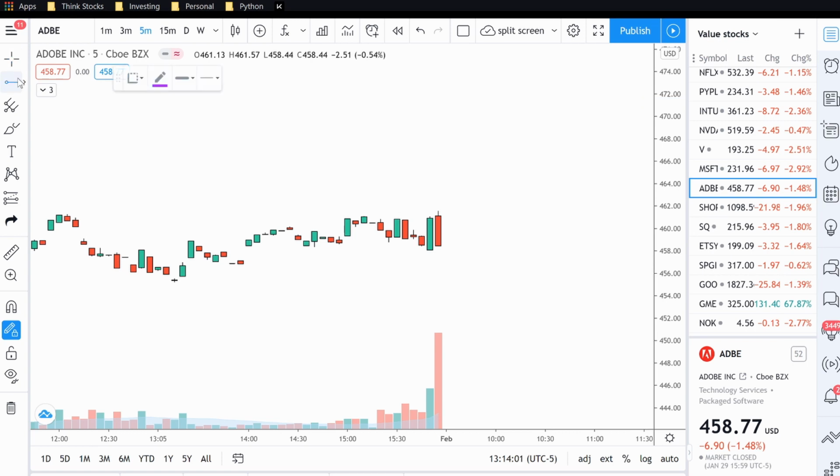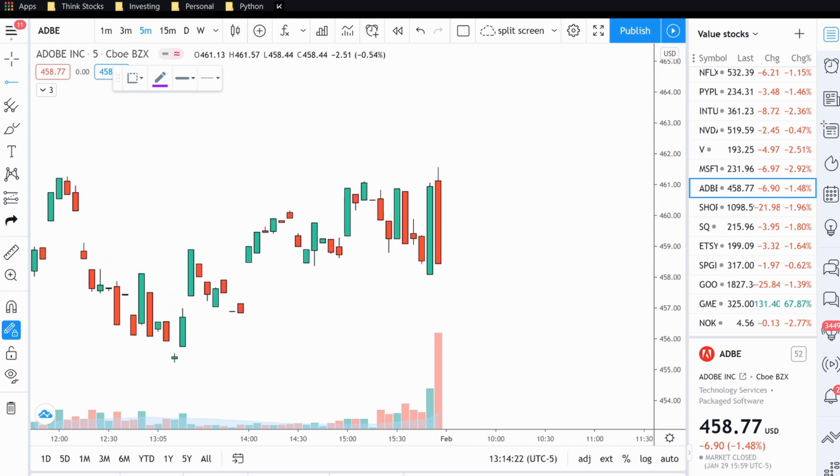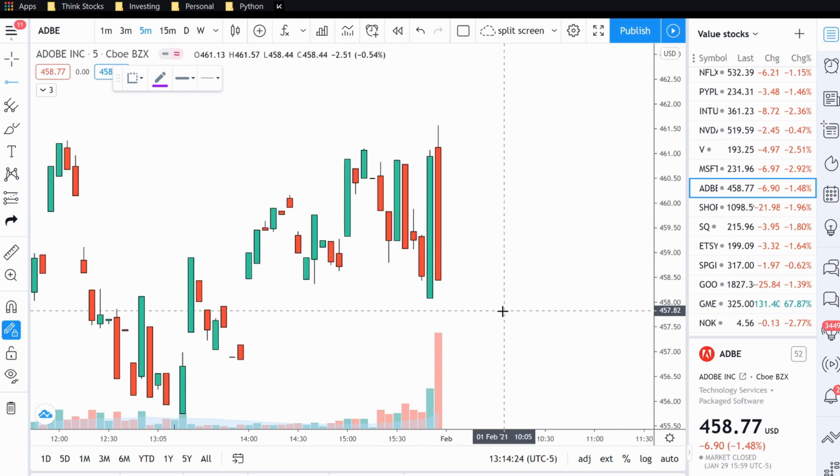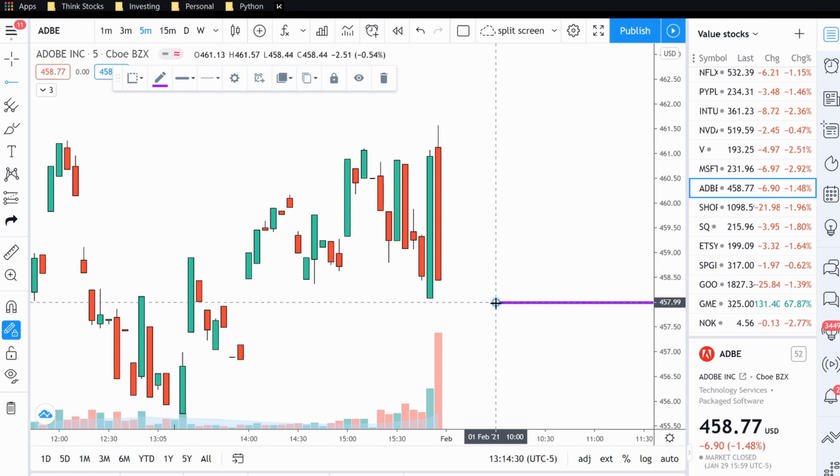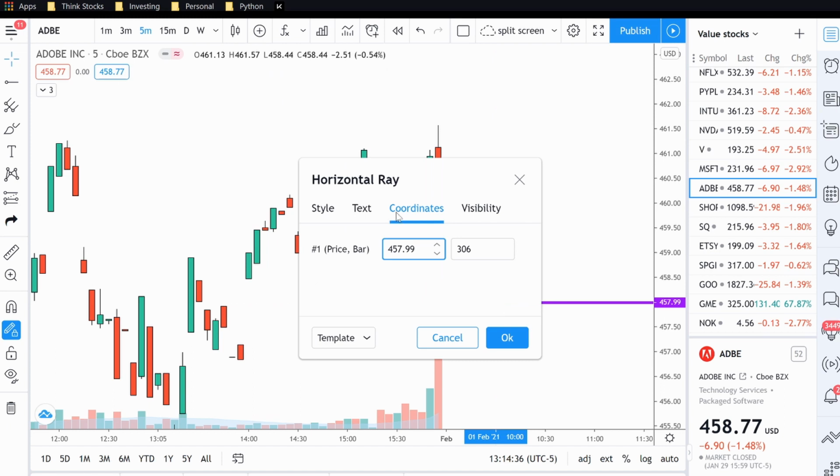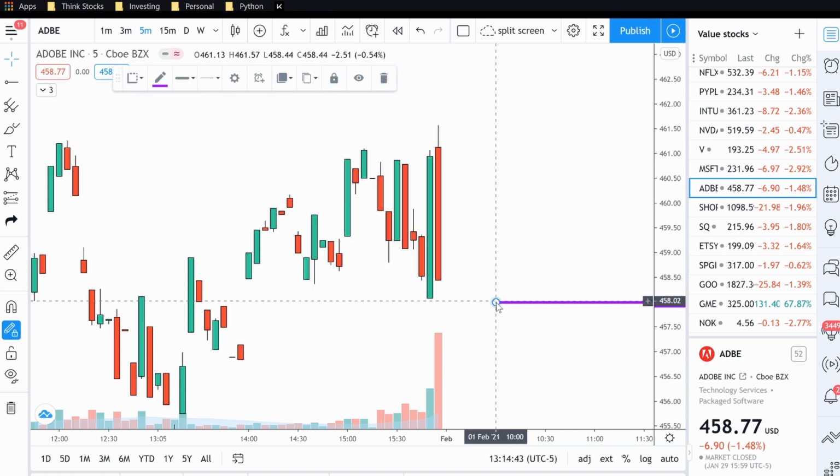So what are limit orders? Well, a limit order is where you're putting in a predefined price. We'll say you want to buy the stock, let's zoom in, at $458. Let's see if I can get that. We'll just do this. And if we click on this, we can actually change it. Here we go. $458. That's exactly what you want to buy in for.